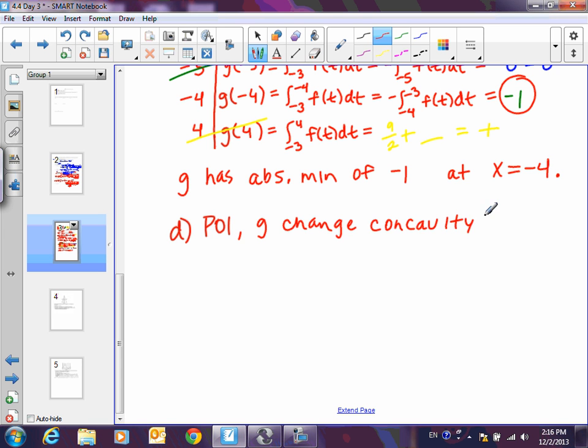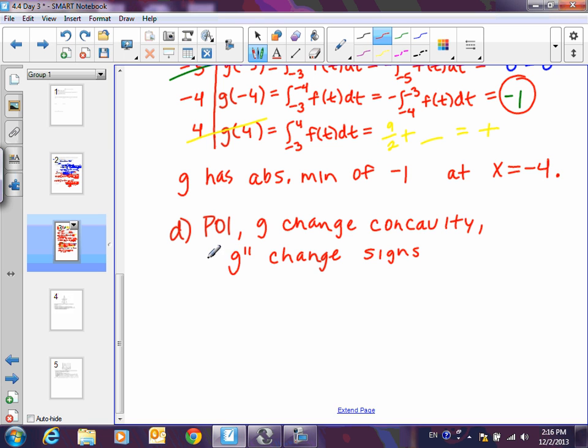Well, I don't have a graph of G, so I can't tell that. So what else may be something about G double prime? G double prime is going to be 0 at a point of inflection, but what if it's negative on both sides and then is only 0? Is that a point of inflection? Right, it has to change signs. Okay, G double prime equaling 0 is a possible point of inflection, and it is most of the time, but we have to say G double prime is changing signs.